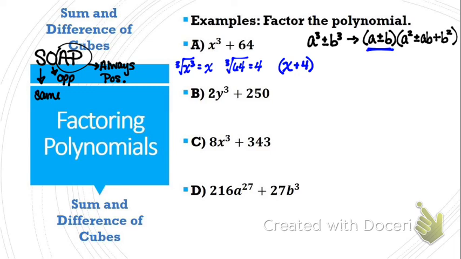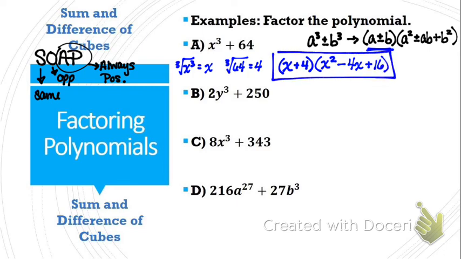Then we're going to write down our quadratic, and this quadratic will always be irreducible. What's my next term going to be? x squared. Plus or minus here? Minus, because it's opposite. 4x plus 16.